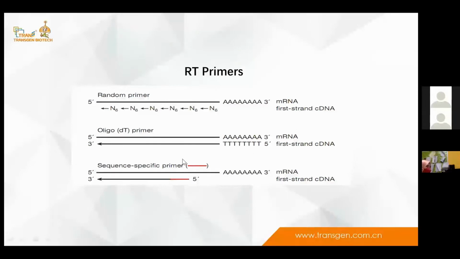And the third one is the sequence-specific primers. These primers do not bind to the mRNA's structures, they just bind to specific gene sequences. So when we use sequence-specific primers, it's usually for one-step qRT-PCR. We combine RT and qPCR together to share the same sequence-specific primers.